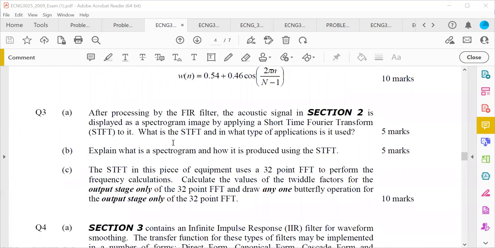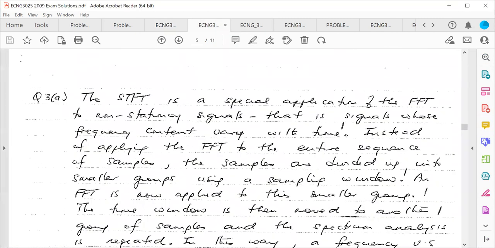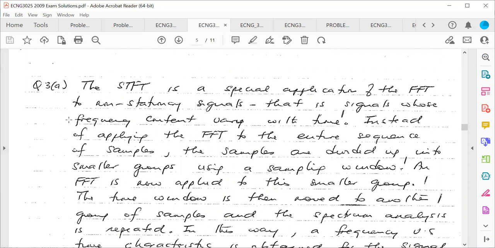Okay. This particular part of the question asked about the short-term Fourier transform. What is it and what type of applications do we use it for? Remember that had to do with signals where the frequency content varies with time. Also called non-stationary signals. So you can't apply the FFT to the entire signal. You have to look at it one little bit at a time. And that involves breaking it up into smaller samples, into a smaller group.